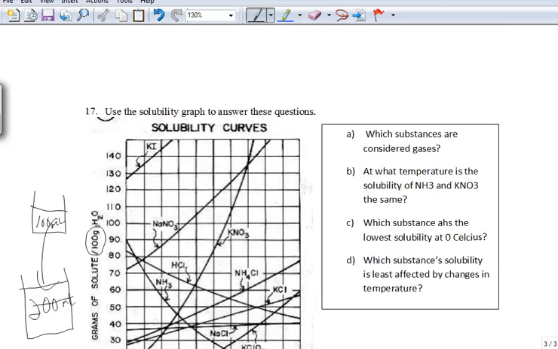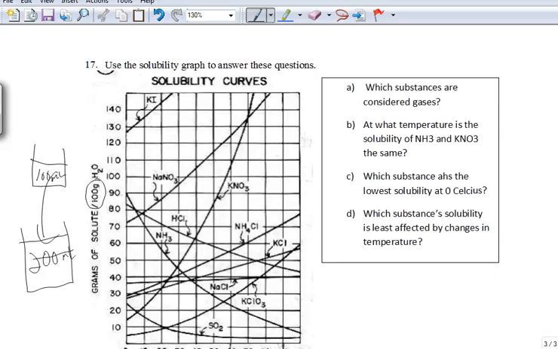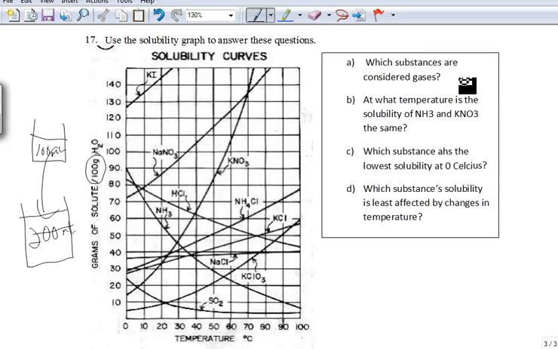So the first question is, which substances are considered gases? So gases are different than solids and liquids in that as we raise the temperature, their solubility goes down. So this substance decreases as the temperature goes up, and this substance, and that one. So there are three gases on this.